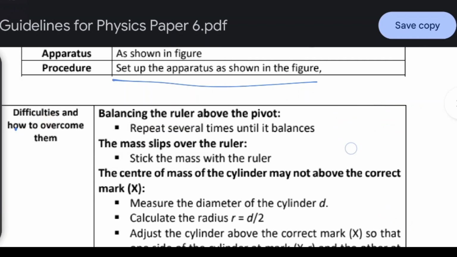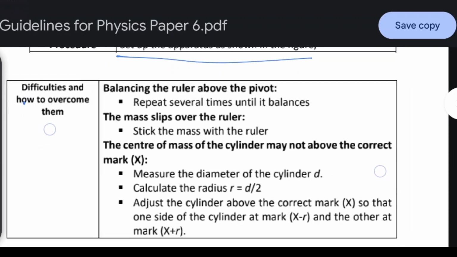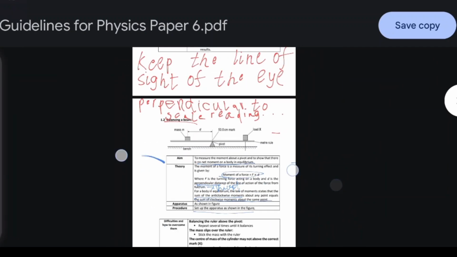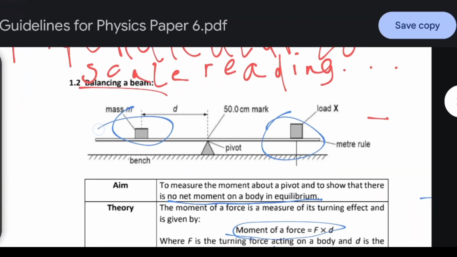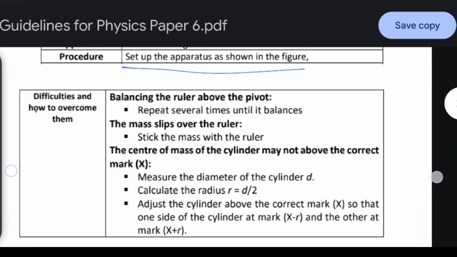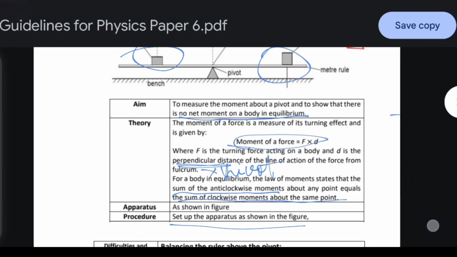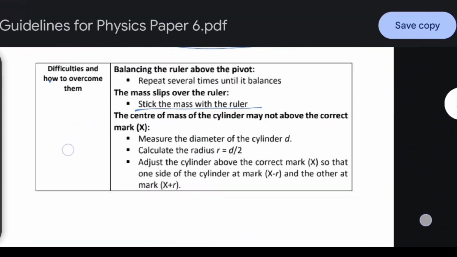Great. Okay, next, the mass slips over the rule. The mass which you keep over here, this load X and mass M, they can slip over the rule. So what can we do for this? Stick the mass with the ruler. Okay, stick the mass with the ruler. You can maybe use glue. Okay, so just stick it with it.